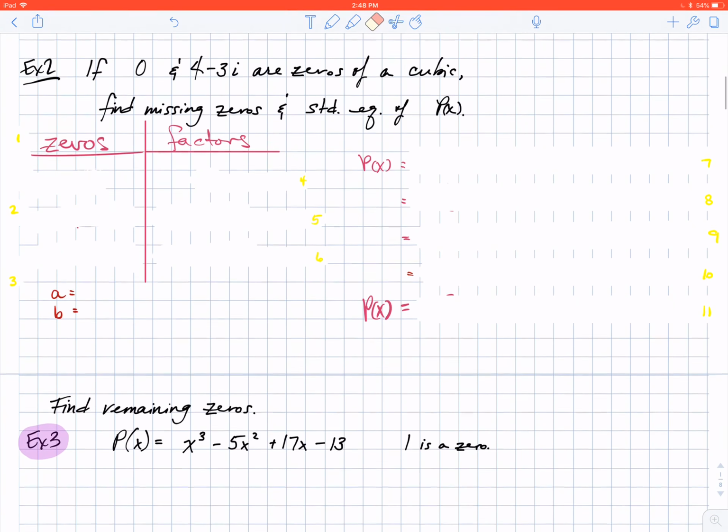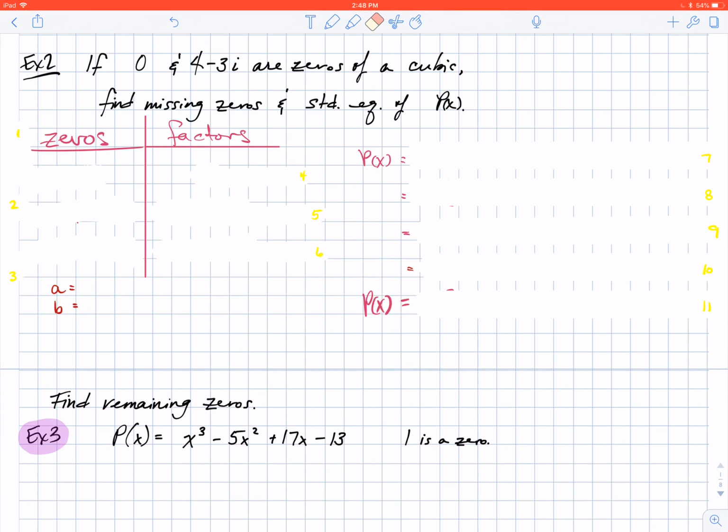So if we're down here at example number 2, it tells me that 0 and 4 minus 3i are zeros of a cubic. And we are asked to find the missing zeros and to find the standard equation of p of x. So the first thing is, let's list the two zeros that they've given us. I know that x equals 0 is a zero, and I also know that x equals 4 minus 3i is a zero.